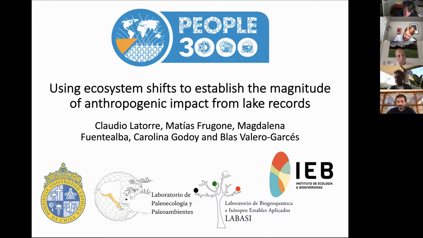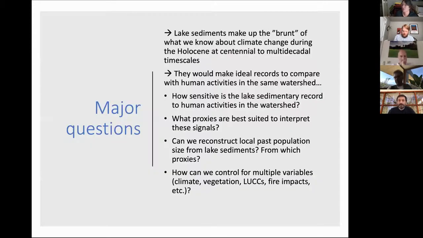And so what I'll show you today is some of the results that we've been getting that I think are very, very relevant to the People 3K group. All right, so we know that lake sediments make up the brunt of what we know about climate change during the Holocene at centennial and multi-decadal timescales. Of course, there are a number of other markers that we use to establish paleoclimate, including speleothems, packrat middens, and other records. But I would say that lake sediments by far are probably some of the most important records in terms of continuous sedimentation records that we have.